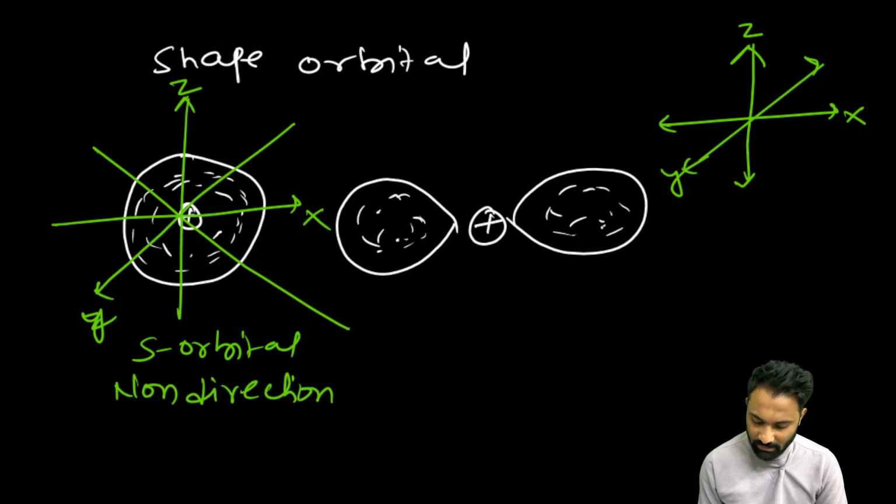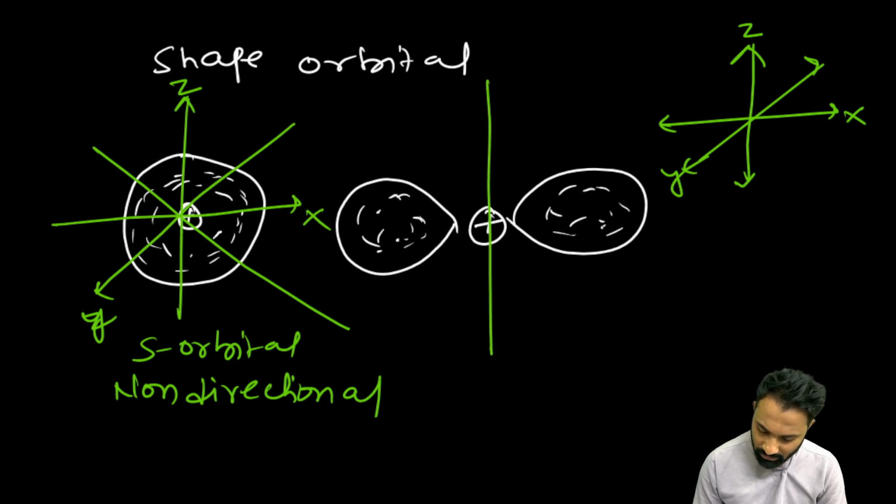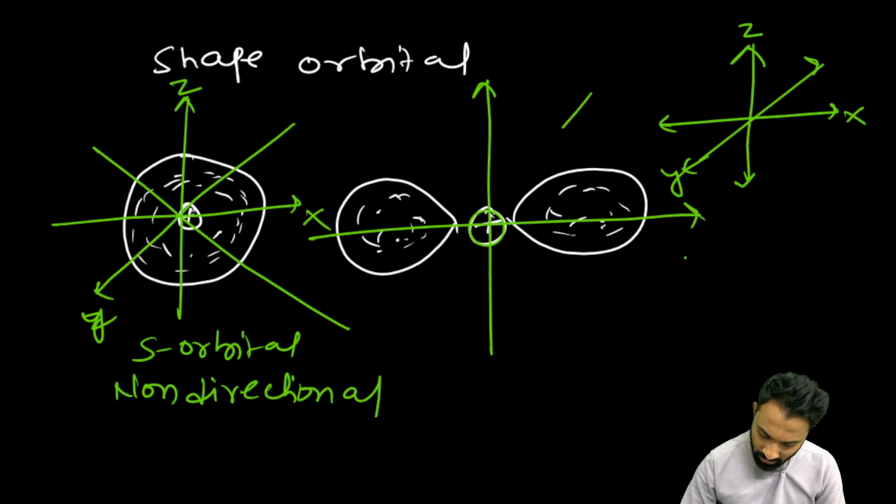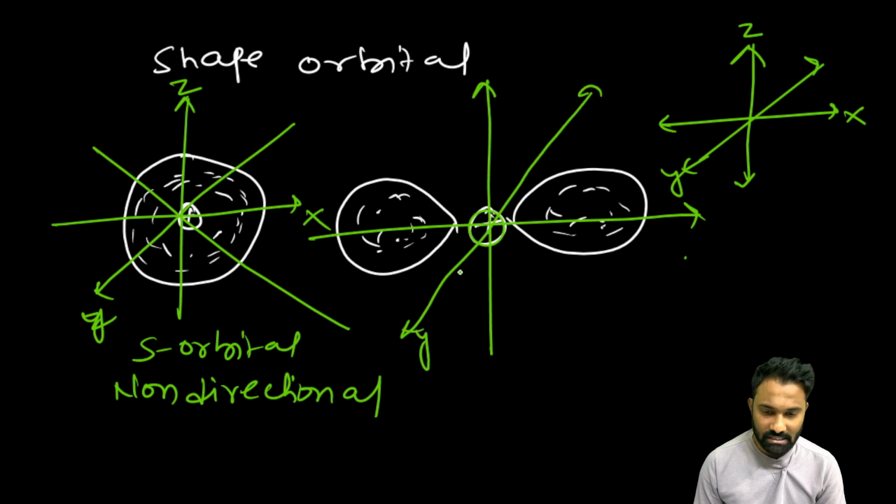S orbital is non-directional in nature. Now coming to the p orbital. In the p orbital, if I go along the z axis, I was not getting any electron, I was getting only the nucleus. Clear? If I go along the x axis, I was getting the electron. Now if I go along the y axis, I was getting only the nucleus. I was not getting any electrons, or I was not touching any lobes. Clear? Now you see, p orbital is directional in nature.